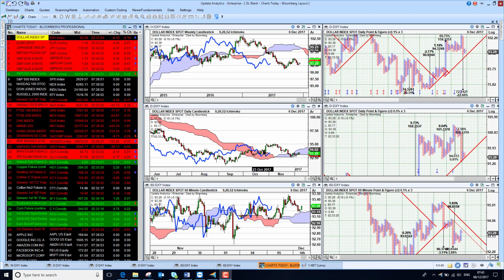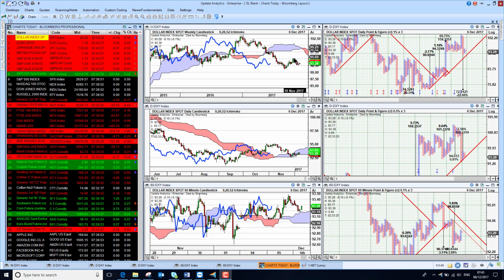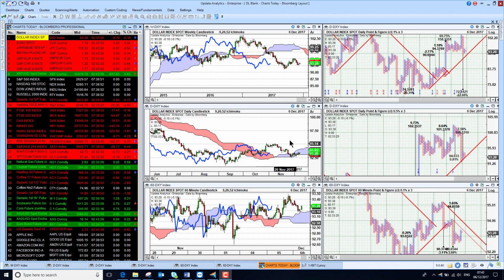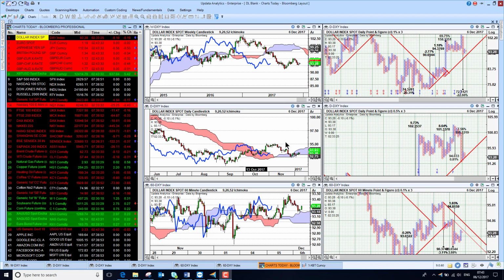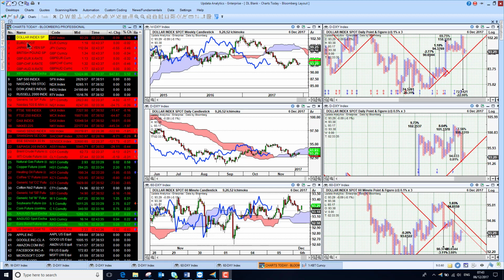chart. So at the moment, the key thing is for the dollar to get above this high that we saw in early November. If we do that, then that's the signs of a higher high and a higher low and a reversal in trend. But for the moment, it's still too early to call.